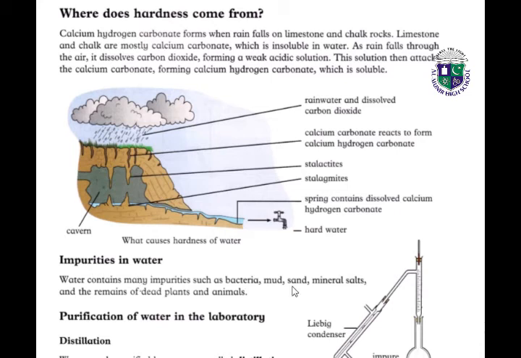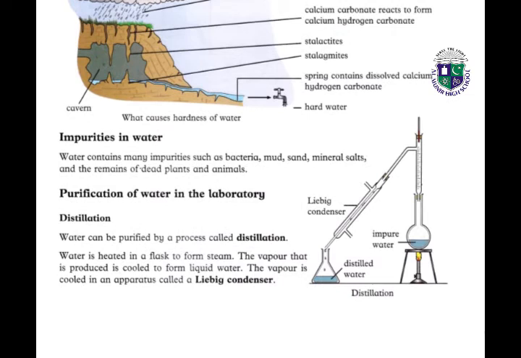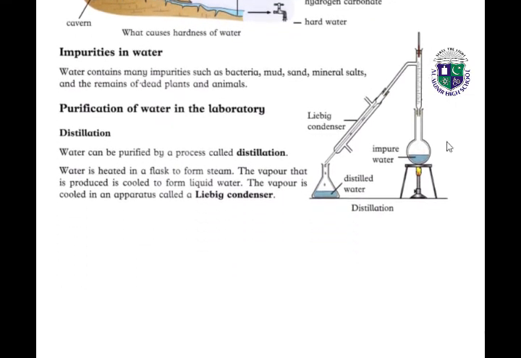Next, we have impurities in water. What kind of impurities do we have in water? Water contains many impurities like bacteria, mud, sand, mineral salts, and the remains of dead plants and animals. Purification of water in the laboratory. Yes, we can easily purify water in our laboratories through different processes. Here we have the process of distillation.